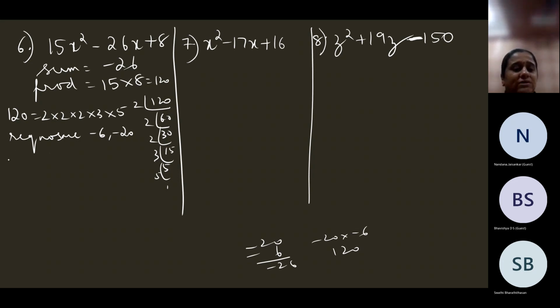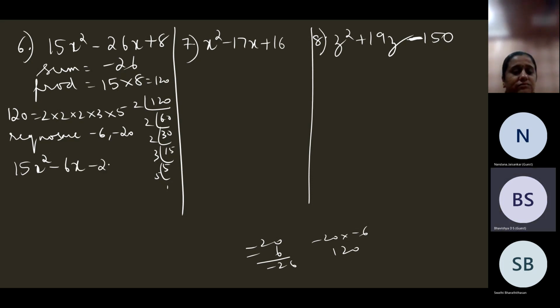So now how do you split the middle term? Bhavishya, can you continue? 15x square minus 6x minus 20x plus 8, ma'am. Very good.